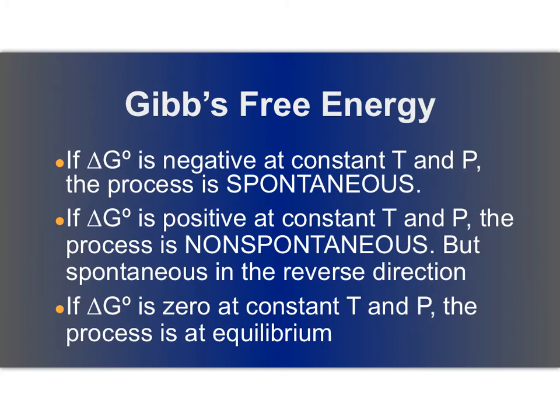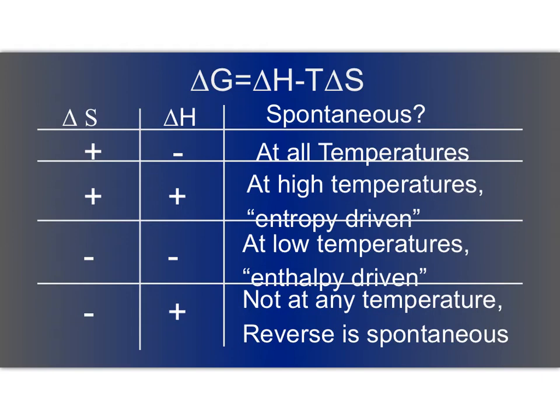When we calculate delta G and it comes out to be a negative number, we will determine that the reaction is spontaneous as long as the temperature and the pressure is held constant. If the delta G is positive, it will be non-spontaneous in the forward direction, but spontaneous in the reverse. And if delta G is 0 at constant temperature and pressure, the process is at equilibrium. This is an important chart because it's going to give you the 4 possible scenarios that you will run across when determining if a reaction is spontaneous or not.